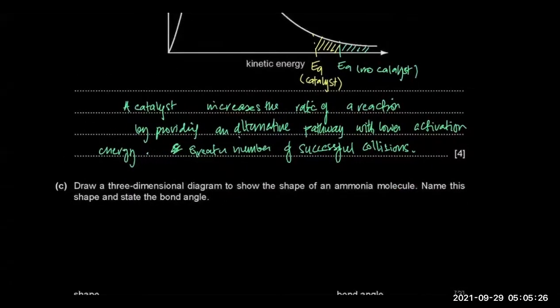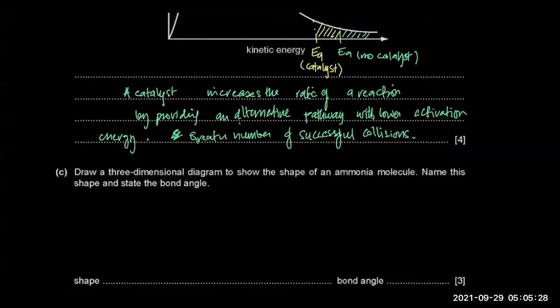Okay. The three-dimensional diagram to show the shape of an ammonia molecule. Name the shape and state the bond angle. Everyone should know this.